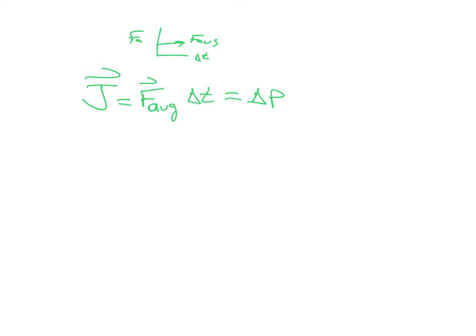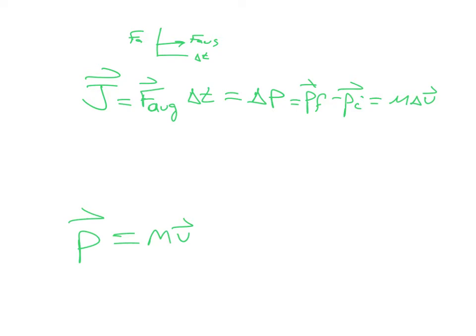Now, momentum, if you recall, is a very simple quantity. It is a vector quantity. Direction does matter, unlike energy, and that is mass times velocity. So impulse is equal to our change in momentum, which is also our final momentum minus our initial momentum, which is also our mass times our change in velocity. So all of these things are true. This is the impulse momentum theorem.